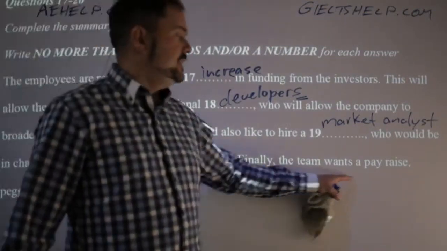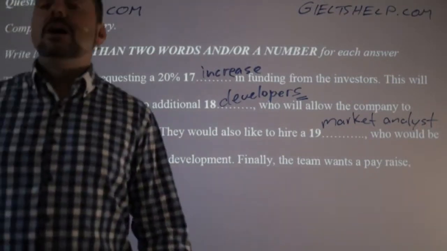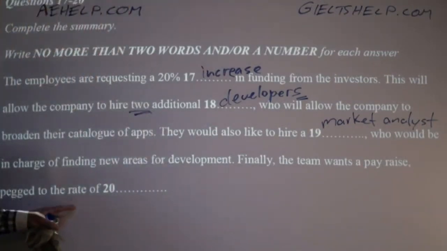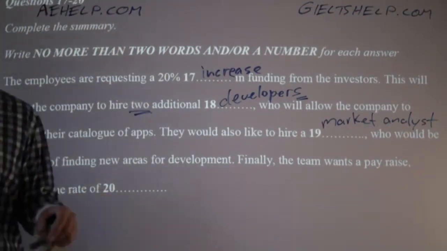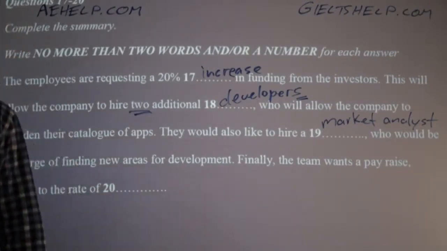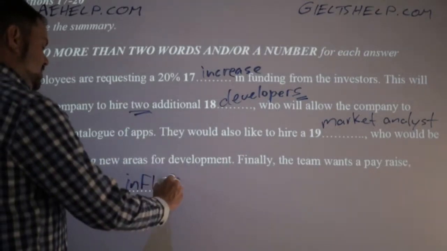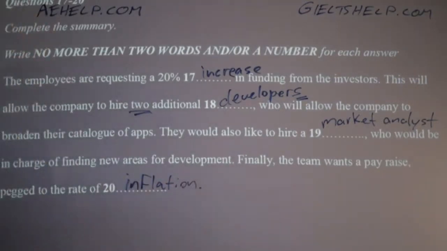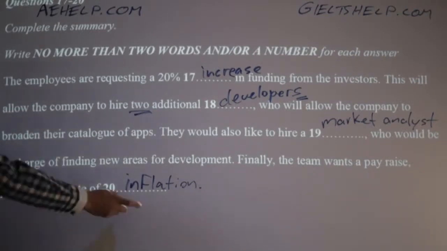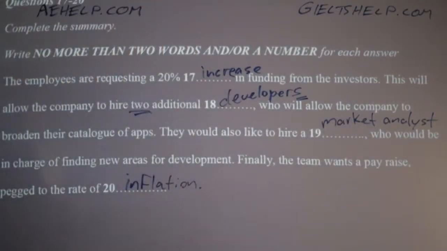Okay, finally, the team wants a pay raise pegged to the rate of, so they want a little bit more money for their hard work. Rate of what? They give an example, but that's not the answer, so it's not 2%. Okay, they want not 5%, it's the rate of inflation. Very good, Marjona. Very good, Carolina. Yeah, inflation. Rate of inflation. Inflation is the devaluation of money year by year. And I think we're going to be looking at some pretty bad inflation in the coming years due to COVID, but that's life. So inflation, increase, developers, market analysts. And inflation.